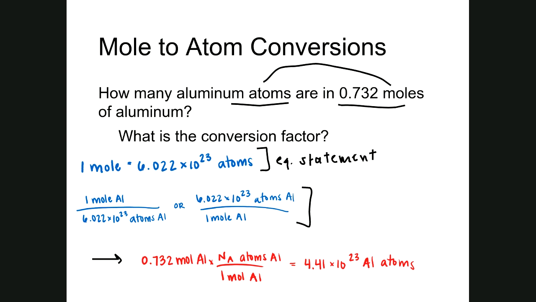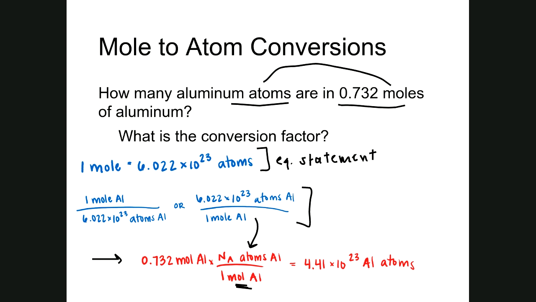Since we have moles in our given amount, and we want to get rid of moles, that means that moles has to be on the bottom of our conversion factor. So that's how we know that we needed to use the conversion factor on the right. And again, I just abbreviated it as NA. Remember, NA is 6.022 times 10 to the 23rd.